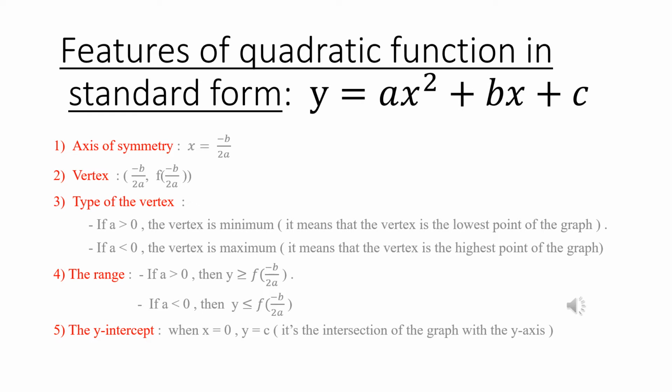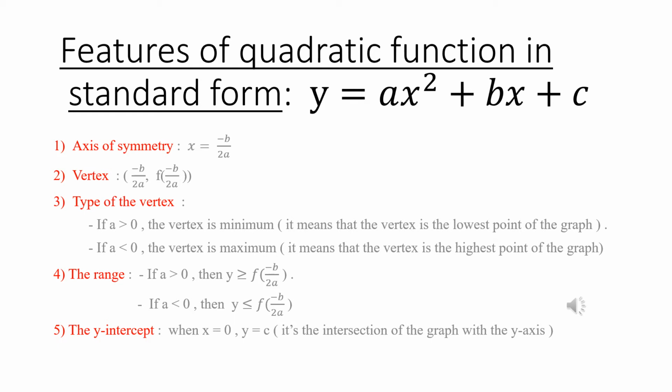If a is positive, the vertex is a minimum point. It means that the vertex is the lowest point of the graph and the graph opens upward. If a is negative, the vertex is a maximum point. It means that the vertex is the highest point of the graph and the graph opens downward.